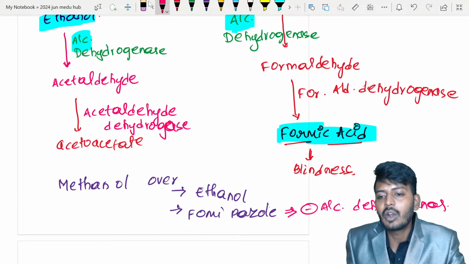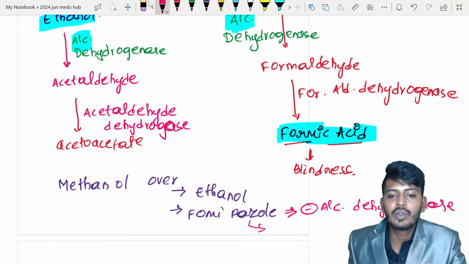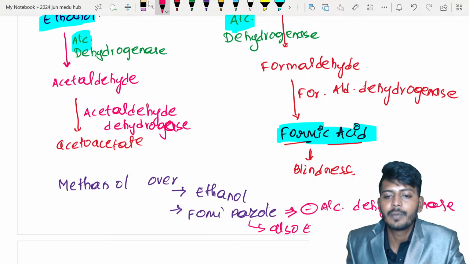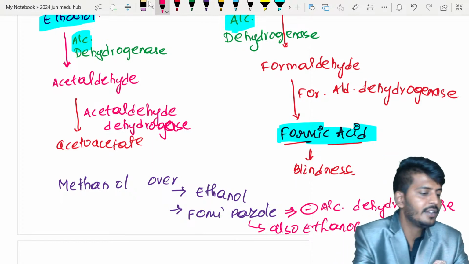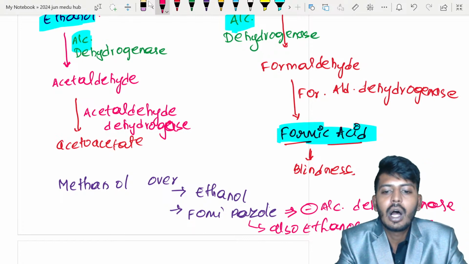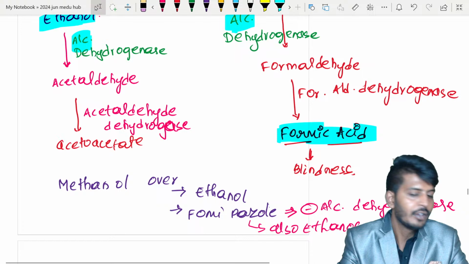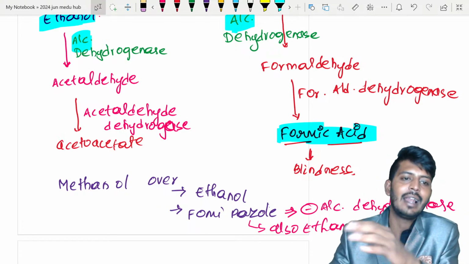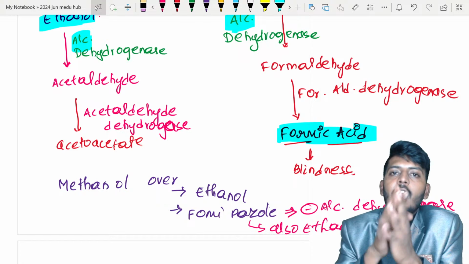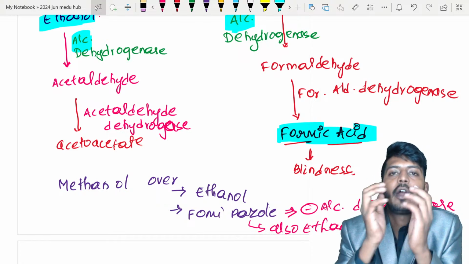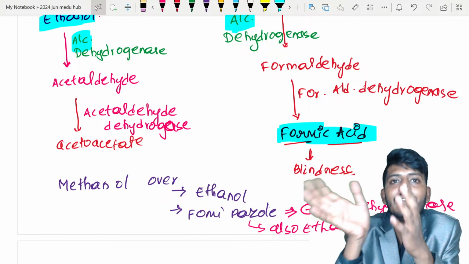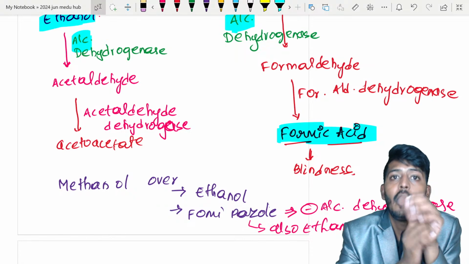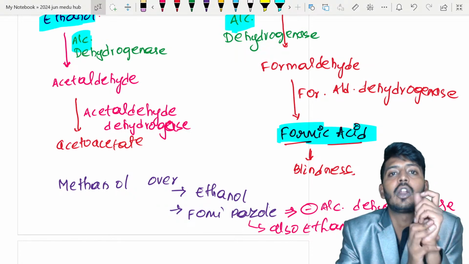So if it is inhibiting alcohol dehydrogenase, this can also be used in ethanol overdose. Okay, so this is the story of your alcohol dehydrogenase and enzymes. Very simple. I'll repeat once again: when a patient drinks methyl alcohol, methanol overdose will occur. If you leave it like that, it will form formic acid and lead to blindness. As soon as that patient of methanol overdose comes to you, what you are supposed to do is give him ethyl alcohol or ethanol.